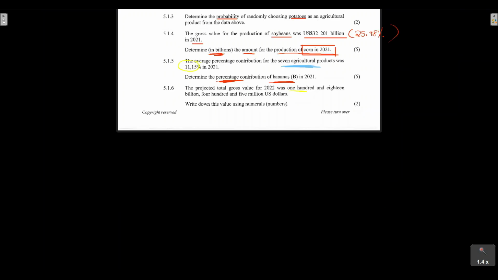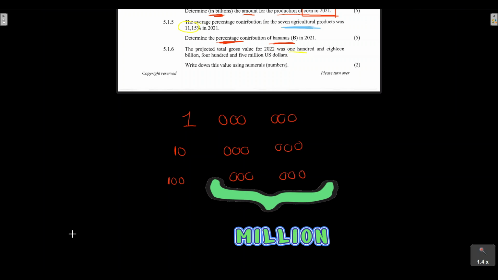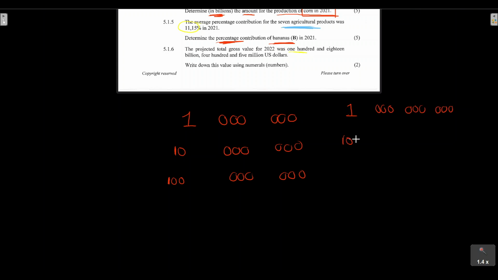If I wanted to write 1 million, this is 1 2 3, 1 2 3 million. There are 3 zeros. This is 10 million. This is 100 million. Let's go on to billions. This is 1 billion. We're going to have 9 zeros. This is 10 billion. This is 100 billion.